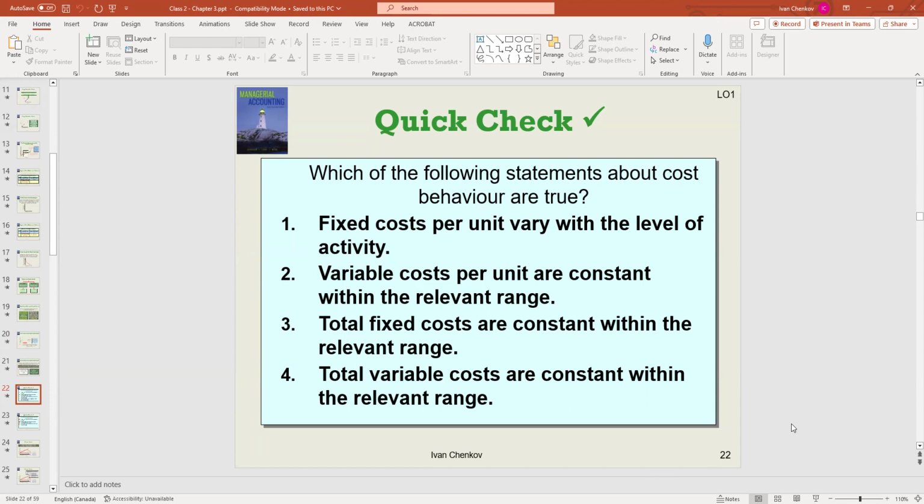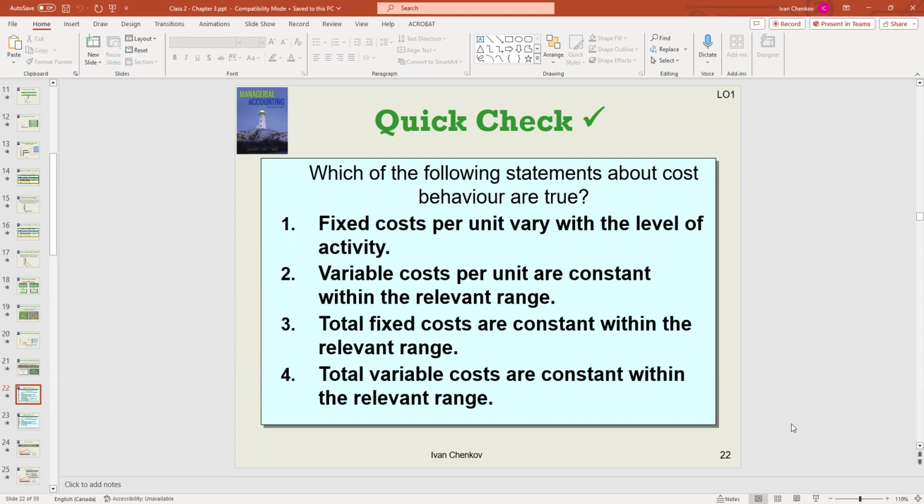So one-bedroom apartment, think about it. One-bedroom apartment paying $1,000. If one person is living there, it's $1,000 per person. Two people, I reduce the cost. Now it's $500 per person. Four people, $250. So fixed cost per unit, does it vary? Yes, it does. So that's true.